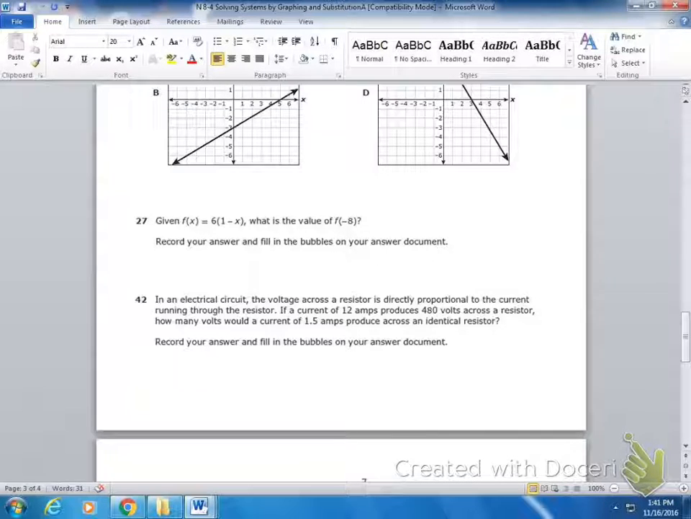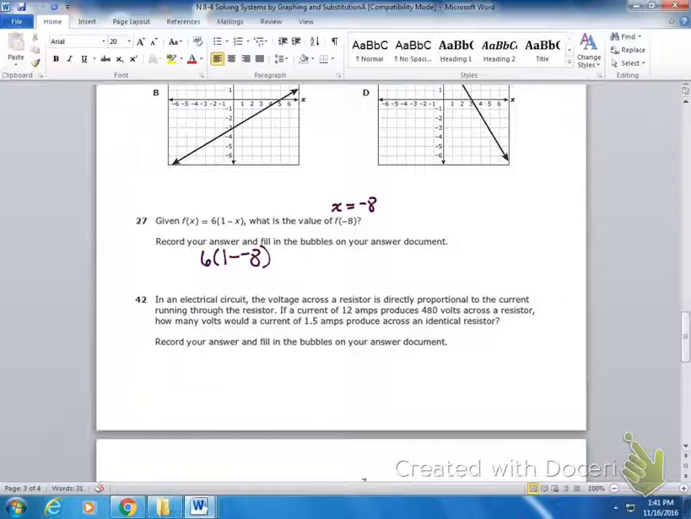Given that f of x is 6 times 1 minus x, what's the value of f of negative 8? That means what's y when x equals negative 8? Now, if you tried to use your calculator and you didn't use parentheses, you got it wrong. If you plugged it in wrong, which a lot of you did, you got it wrong as well. This is 6 times 1 minus negative 8.